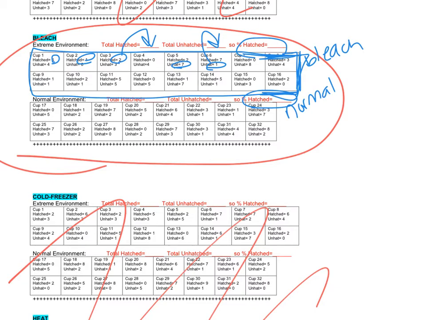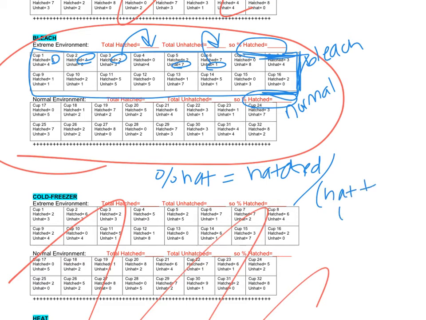Once I have those two numbers, I will calculate the percent hatched. So in order to find the percent hatched, I want to know how many of them are hatched over how many total did I have, which would be hatched plus the unhatched. You'll multiply it by 100, and to make life simple, let's just round to the nearest whole number. So I would get a number, for example, such as 46% of them. That is not accurate, I just made that number up. But I would say 46% of them hatched in bleach.